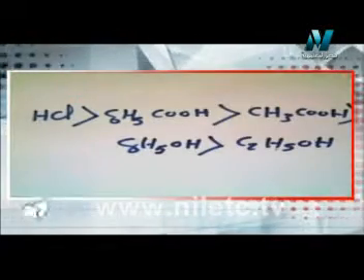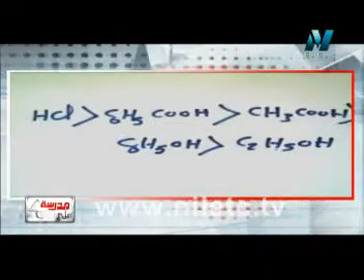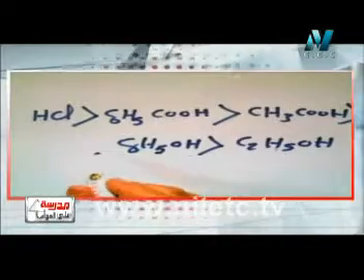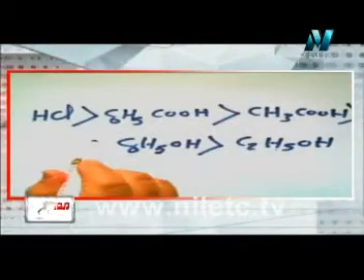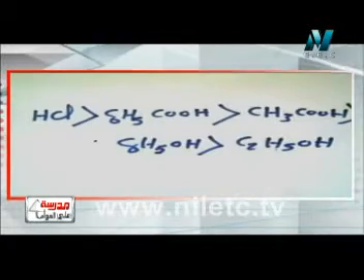Carbonic acid is more acidic than phenol but less acidic than acetic acid. So phenol cannot react with carbonate or bicarbonate. Let's explain what is meant by carboxylic acids and the classification of carboxylic acids.